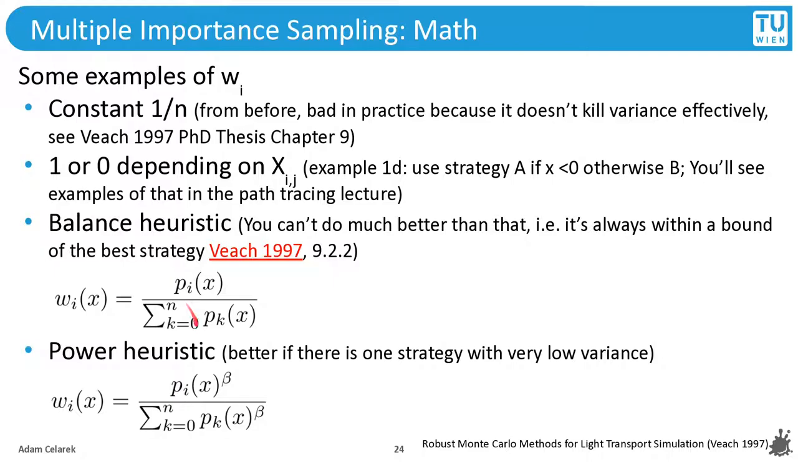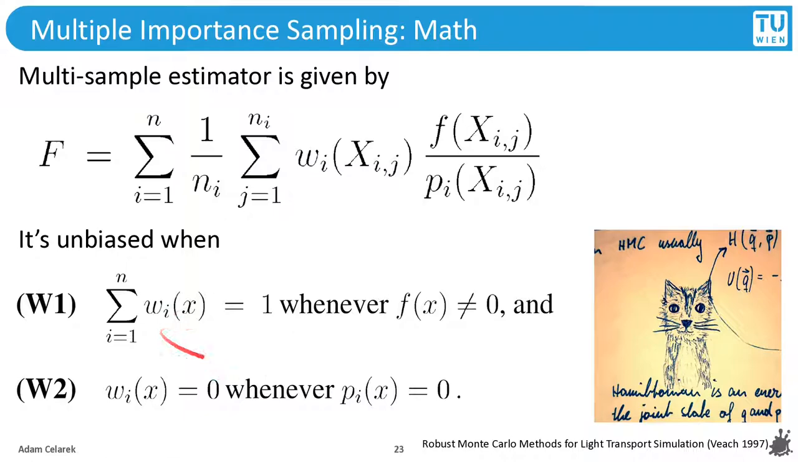And next, the power heuristic. It is better if there is one strategy which produces low variance. And similar to this thing on top, it also observes these conditions. Okay.